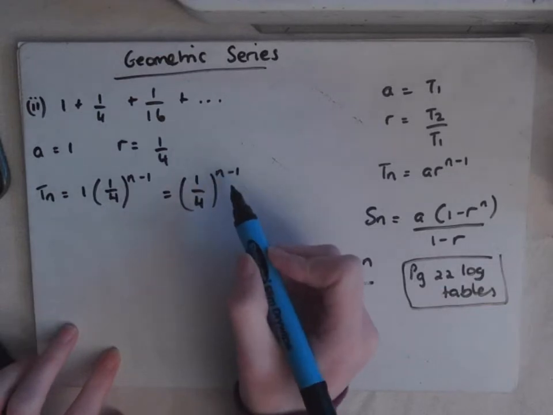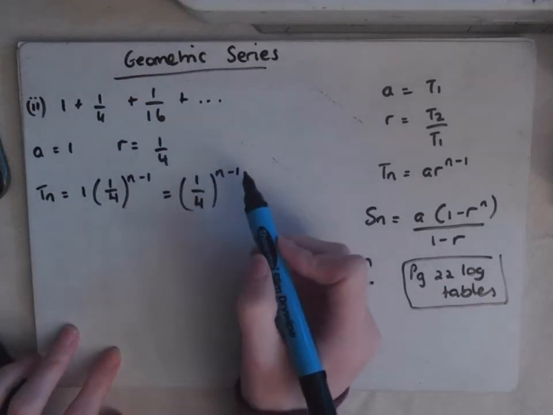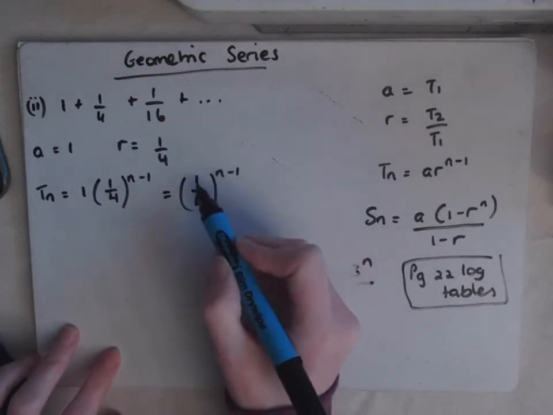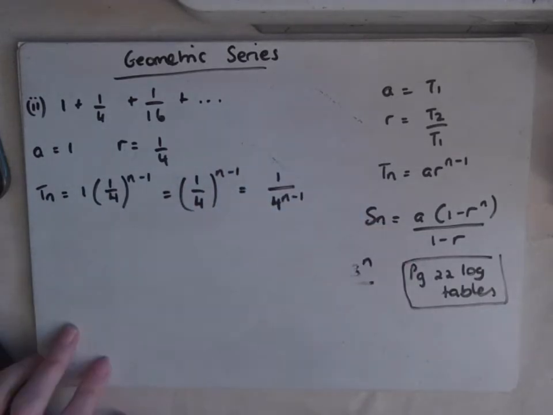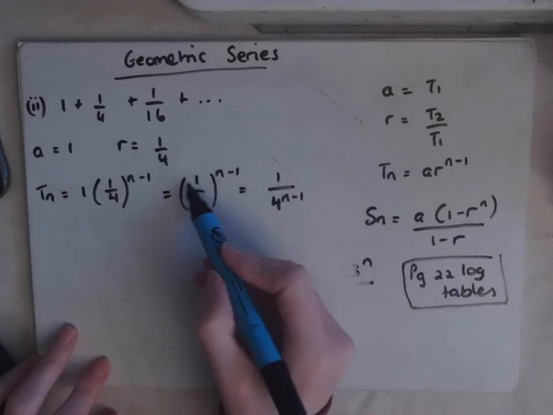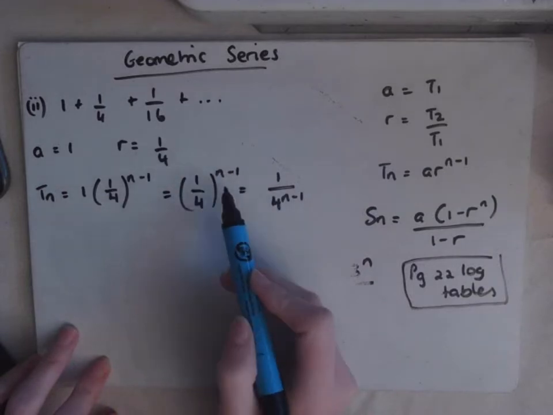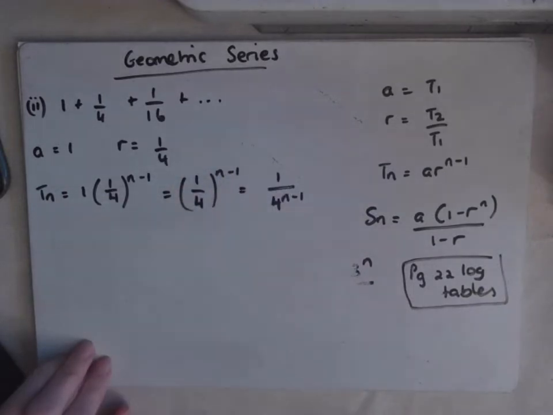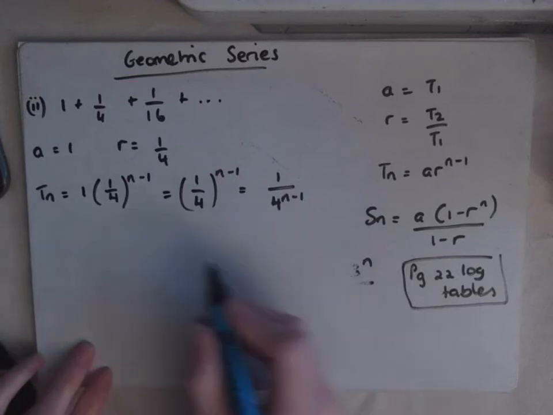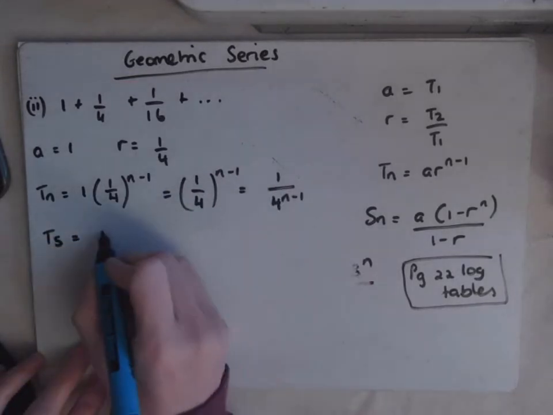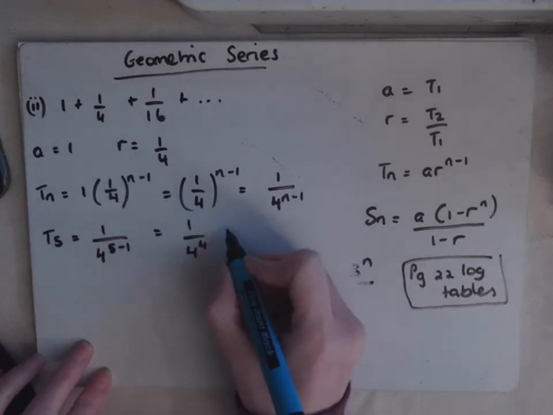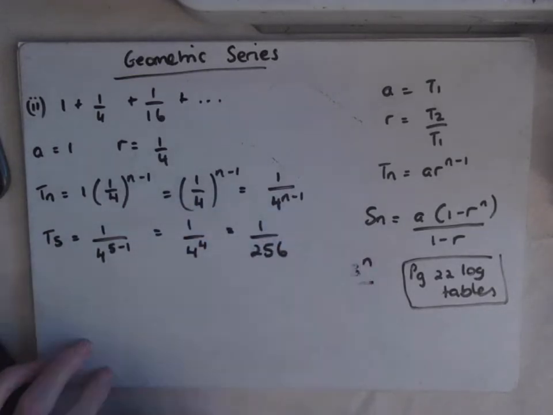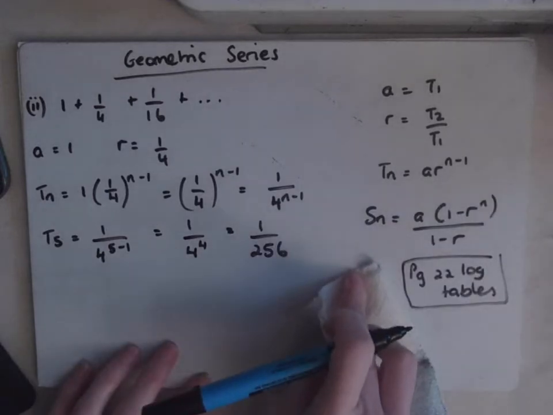Now, when I have a fraction to a power, I put the power on the top and the power on the bottom. Now, 1 to the power of anything is always 1. So really, this is what my Tn is. The n minus 1 goes on the top, the n minus 1 goes on the bottom, but 1 to the power of anything is still just 1. That will always be the case. So for T5 then, I'm just filling in 5 instead of n. So that's 1 over 4 to the power of 4, which is 1 over 256.